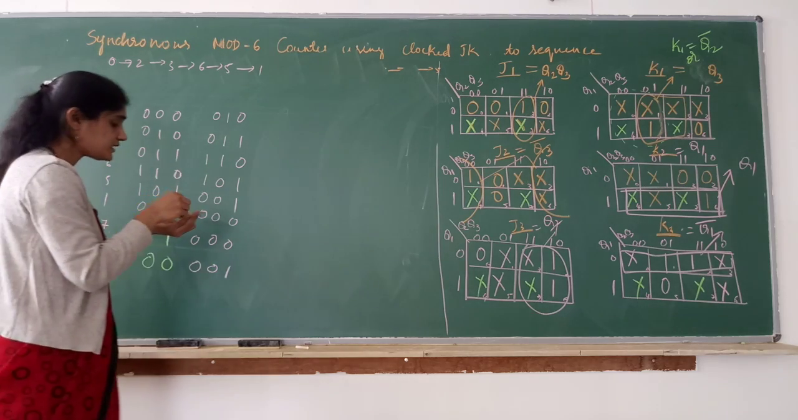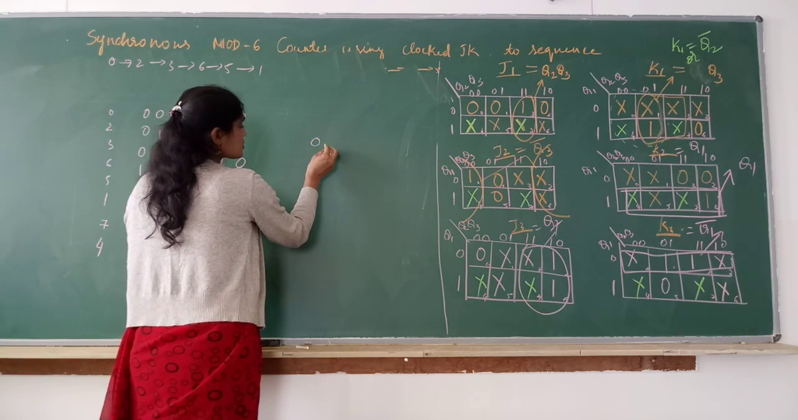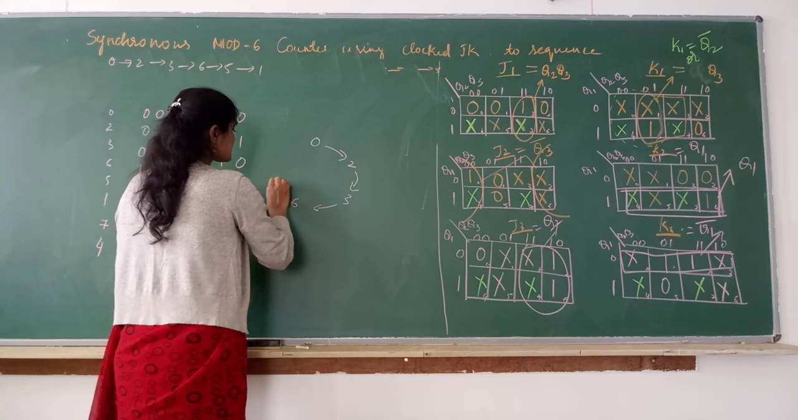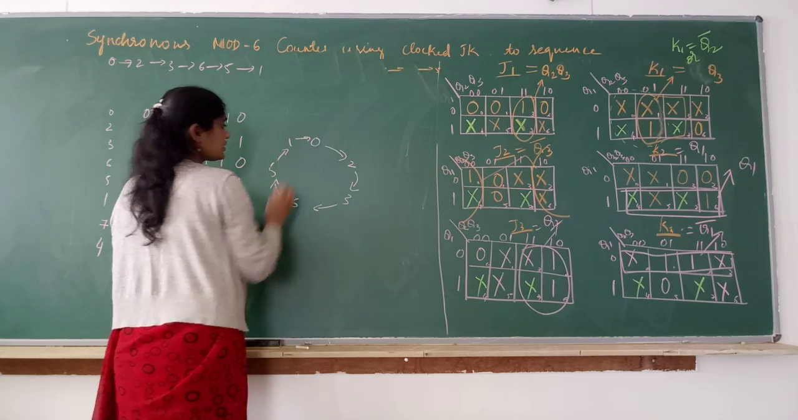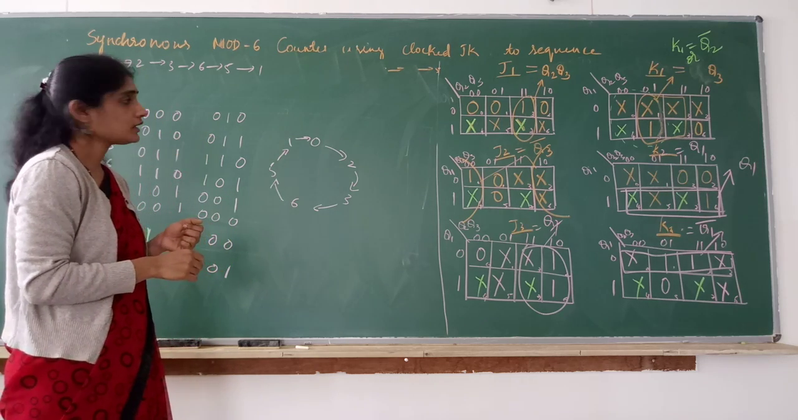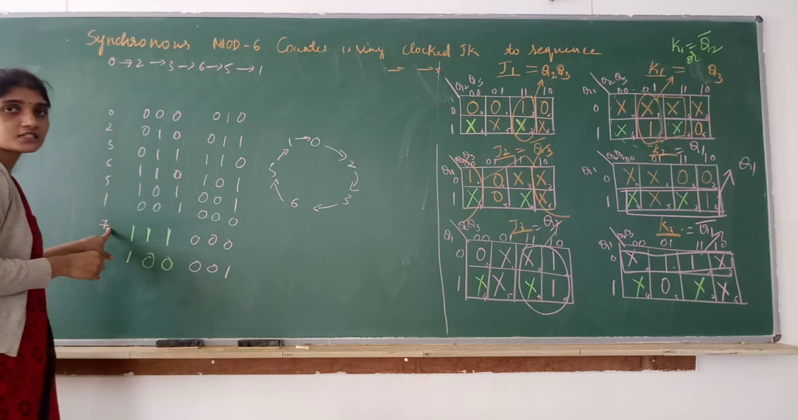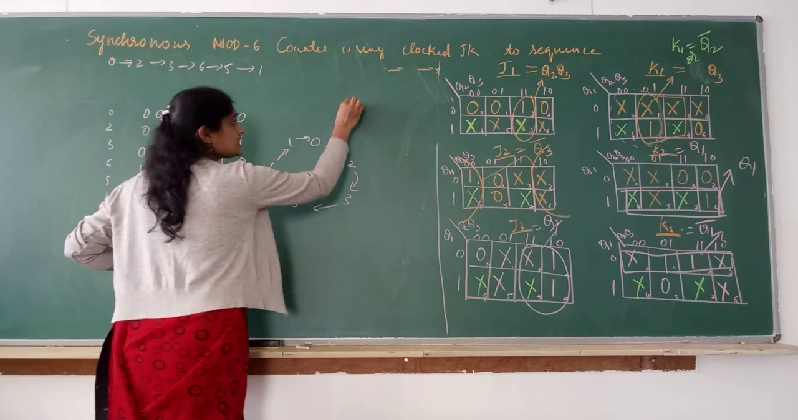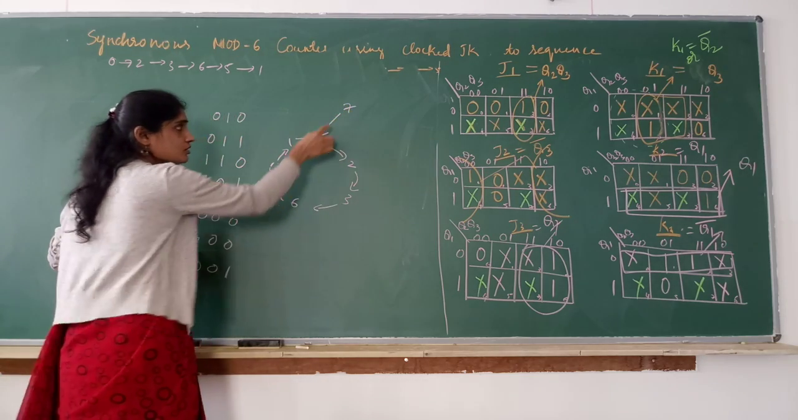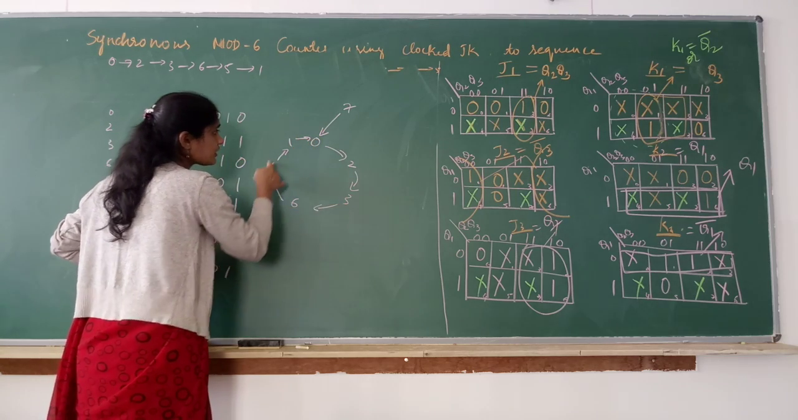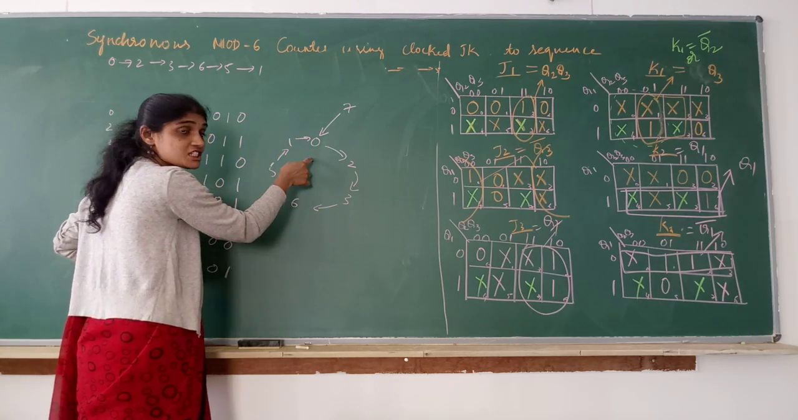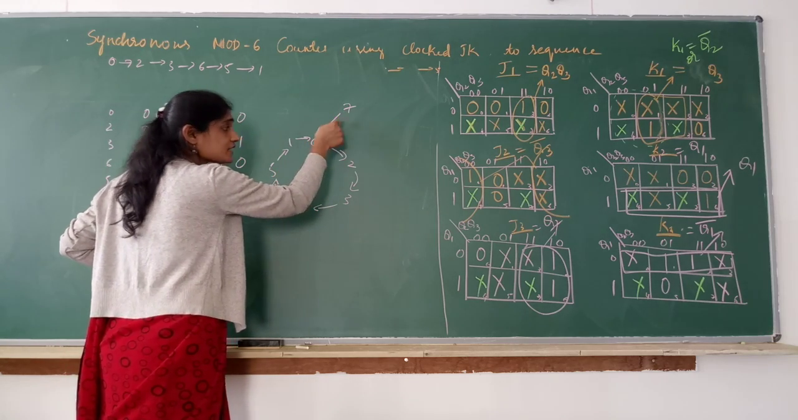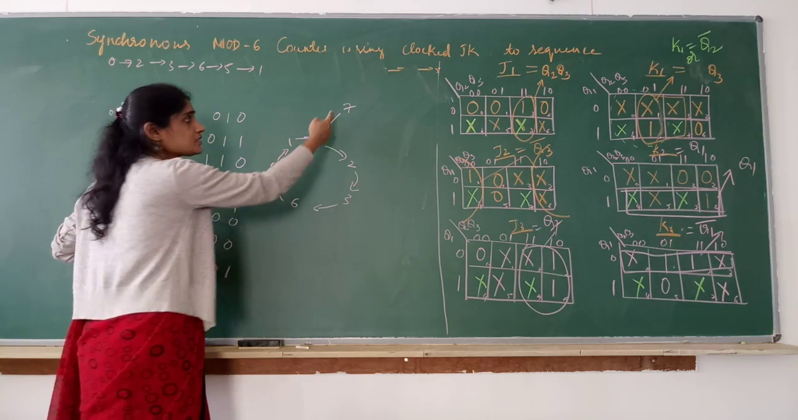Let me write the state diagram to make it clearer. So it is 0, 2, 3, 6, 5, 1, 0. This is the actual state diagram of your counter. In case it enters state 7, I am designing it such that it will come back to 0. Again it continues 0, 2, 3, 6, 5, 1. By chance, if any error occurs and your counting sequence is 1 1 1, it corrects itself. Self-correcting counter. It comes back to 0.